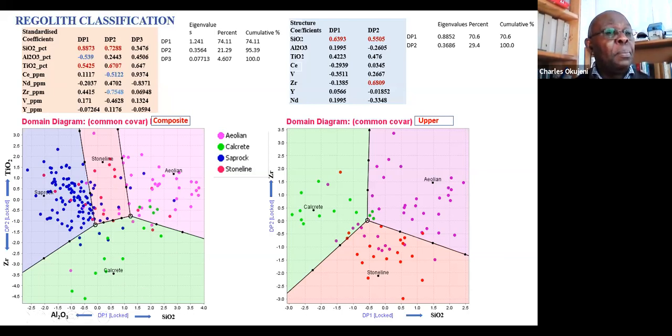Coming to the other diagram, the second one, which is to the right of the screen, this is more like the upper part of the regolith, which is where the prospection is done. And we see that the domain diagram is dominated by, on the y-axis, zirconium, and on the x-axis by silica. So silica and zirconium can actually distinguish aeolian sand from stone line and calcrete.